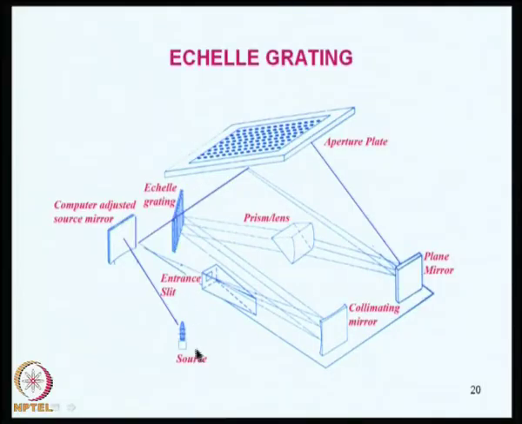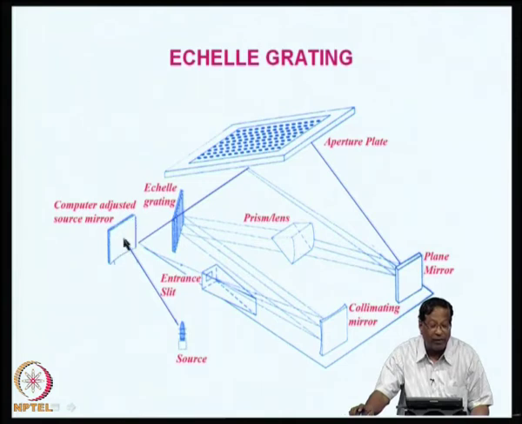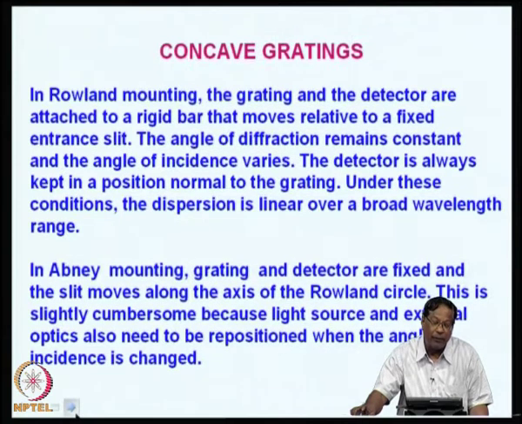Now, this is a simple 2-dimensional ECHELLE grating, and this is a source, and there is a computer adjusted source mirror, and then there is an entrance slit in this range, and then the light falls here, and then we have an ECHELLE grating, a prism lens, and a plane mirror, and we can have an aperture plate in 2 dimensions. This is a very simple and effective way of separating the electromagnetic radiation. This we have discussed earlier also with respect to other spectrophotometric and atomic absorption spectrometers.